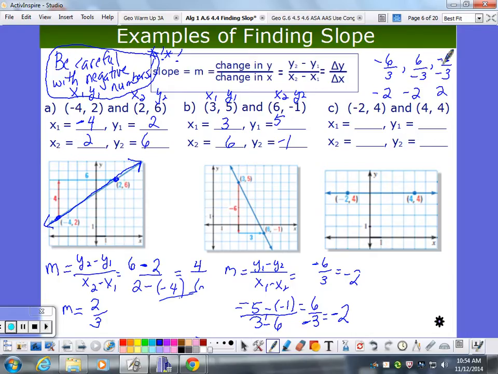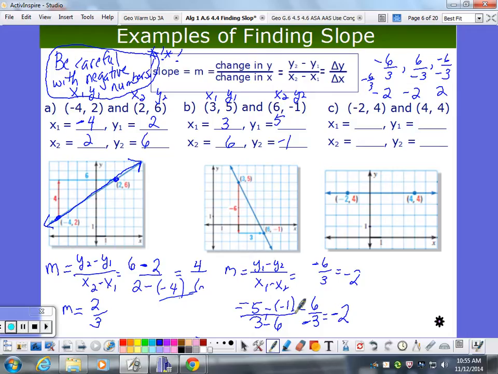Negative over positive is negative, and negative over negative is positive. So this and this are equivalent. You can put it in the top, you can put it in the bottom, or you can put it just out front. They all mean the same thing. So when you got negative 6 over 3 and 6 over negative 3, same thing.